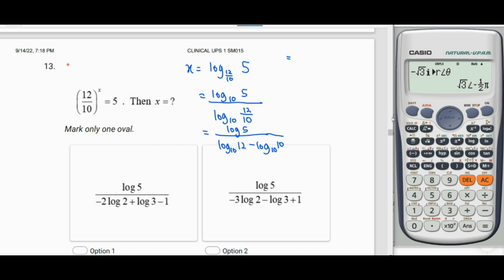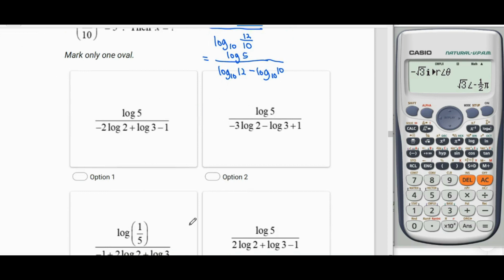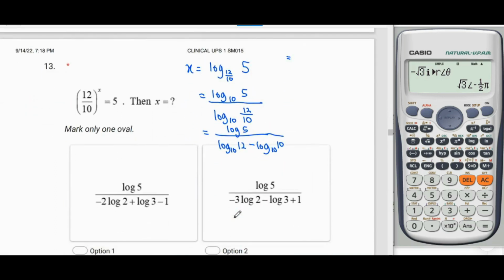Then it can still be simplified. When we want to involve the numbers 2 and 3, 12 will be 4 times 3. So here will be 2 squared to get 4, times 3. So times 3 will be log 3. Log plus log, the items will be multiplied, so 4 times 3 to get 12. That log 10 10 will equal 1.